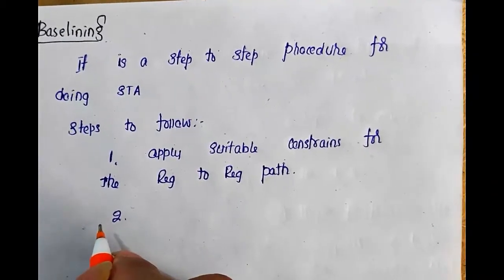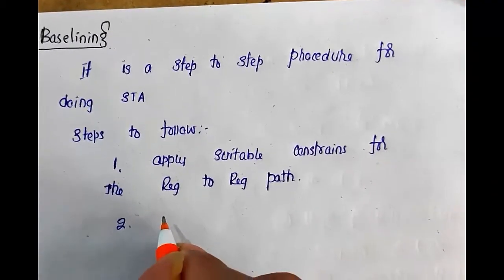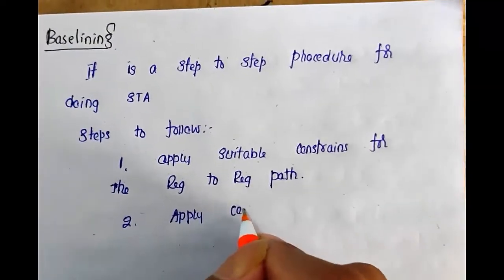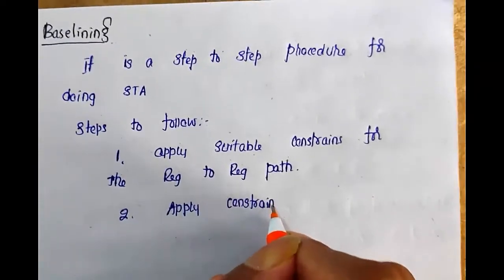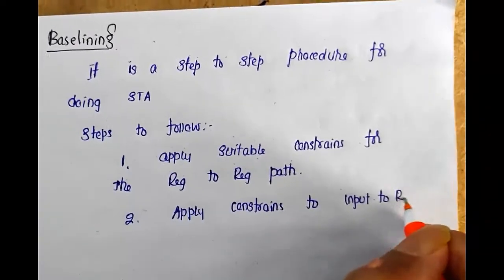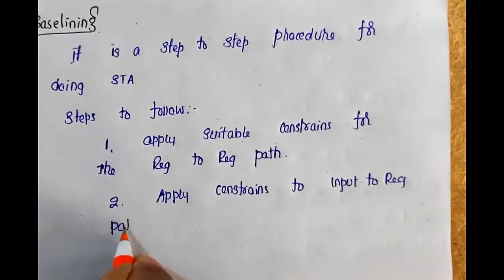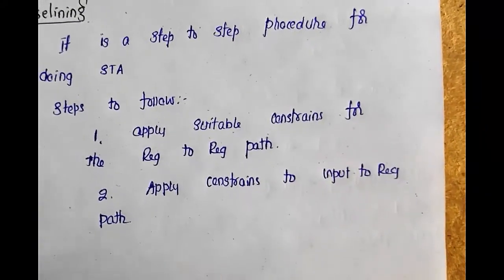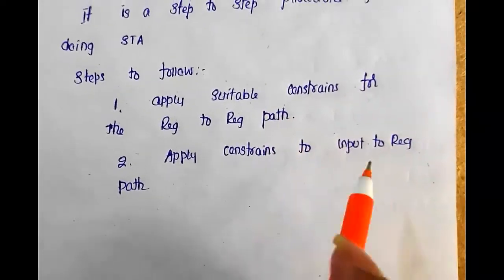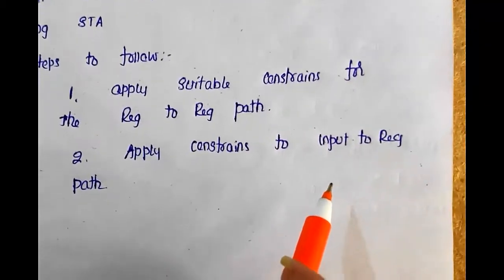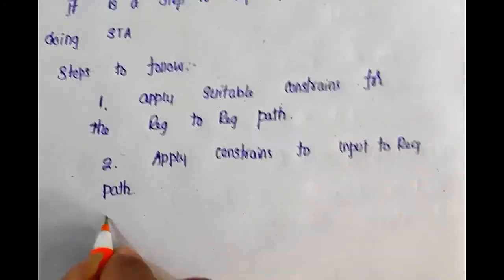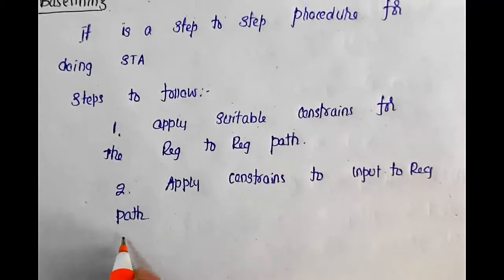Then once it is constrained, we can go to the input to edge path. Apply constraints to the input to edge path. We know that if we give the set input delay constraint, it is taken for the input to edge path timing analysis. So that is the next step. We will go in depth afterwards. I am explaining the steps; you follow the steps while doing STA.